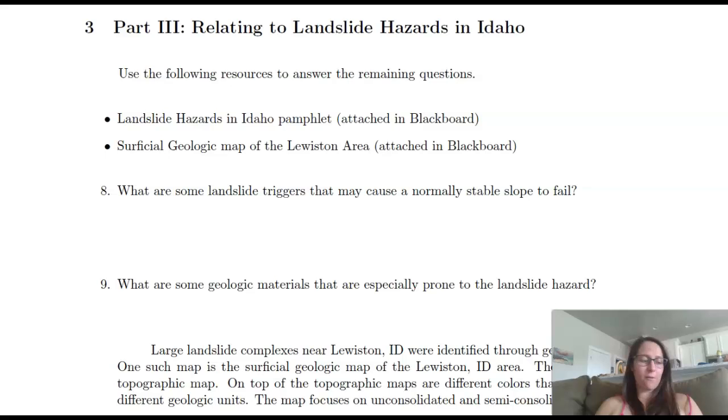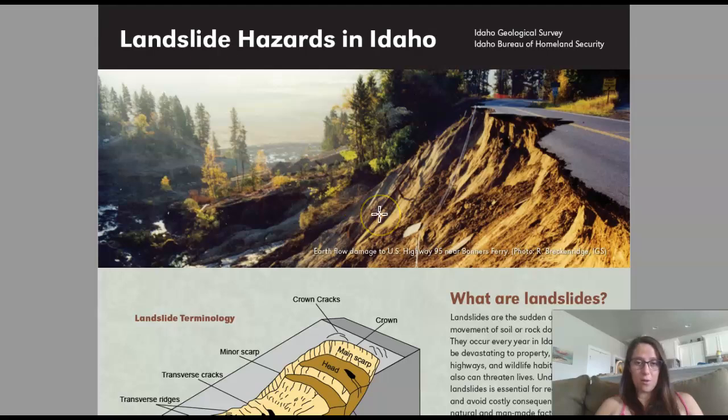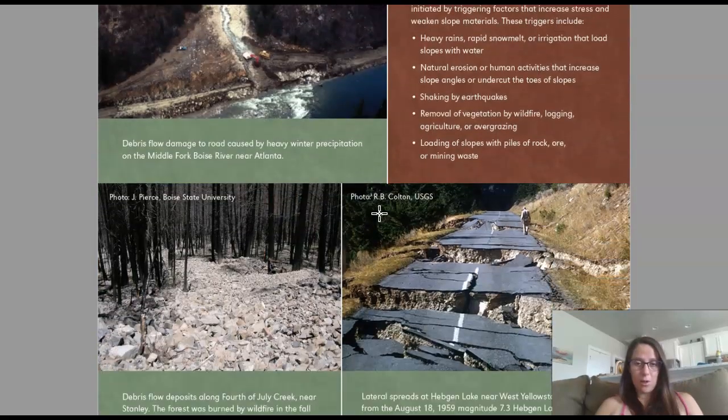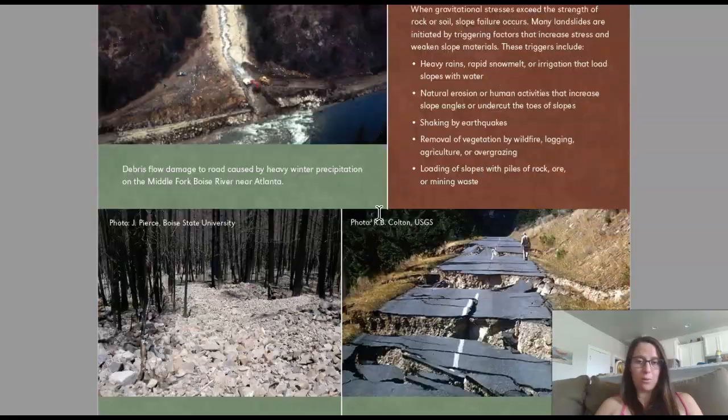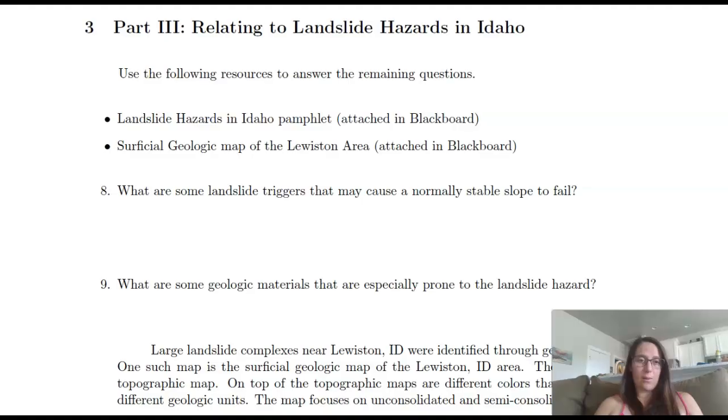Okay, so once you have finished this second part, you can move on to the third part. This is much easier, I think, and you won't need my help very much, but I still want to point out a few things from the map. So this third part is called Relating to Landslide Hazards in Idaho itself. So you'll need two different PDFs that I also attached in Blackboard. One is a landslide hazard in Idaho pamphlet, which is this one. So this is how it should look. And there's just some information there for you to read and be able to answer these questions.